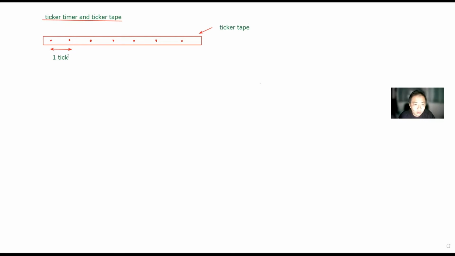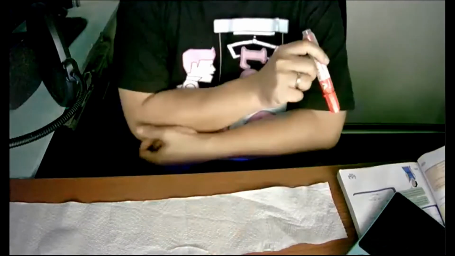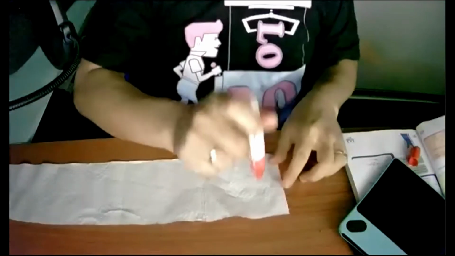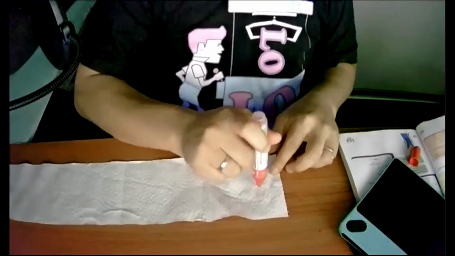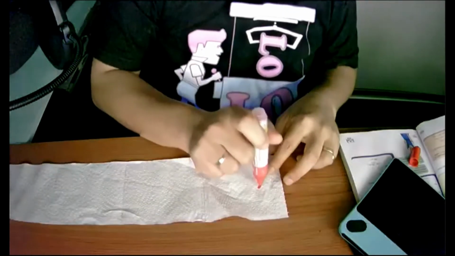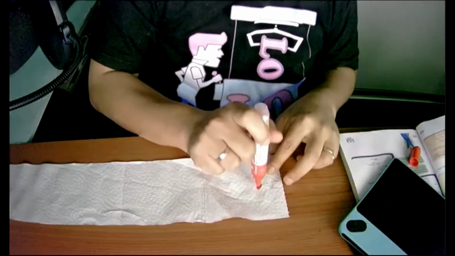And 1 tick always takes the time of 0.02 second. Why? I will explain to you why later. This is my marker, my ticker timer. If I start to tick, it keeps on ticking. We have calculated it: in 1 second, it will tick 50 times. Keep on ticking.